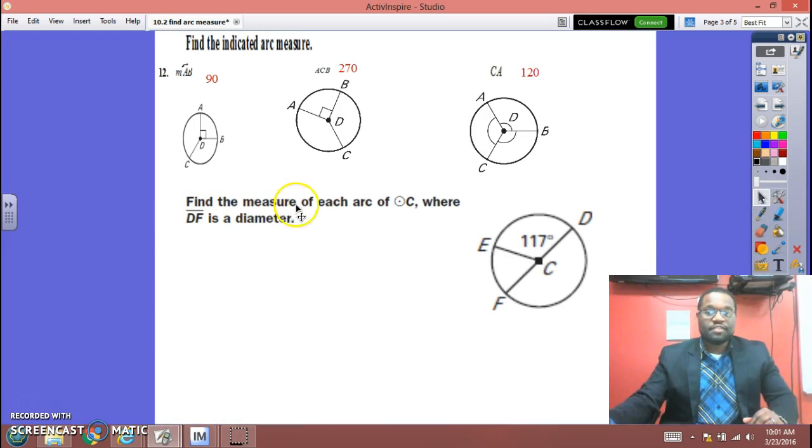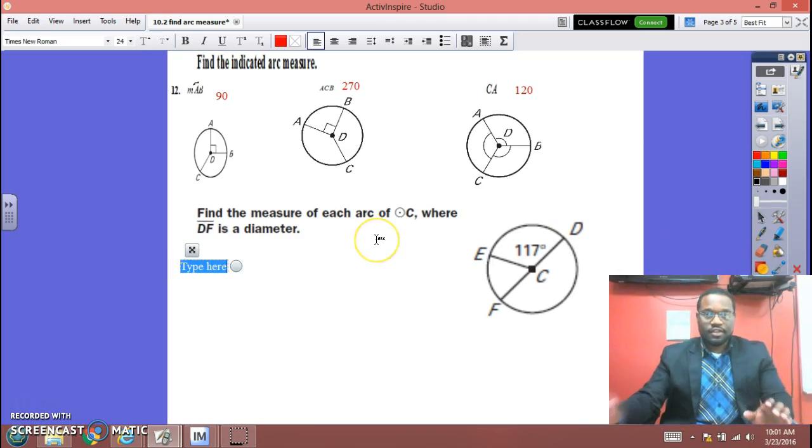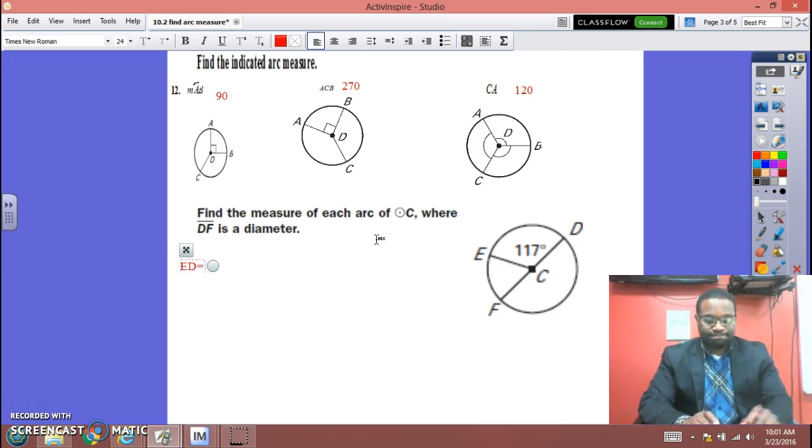All right. Find the measure of each arc where DF is the diameter. Okay, so they give you problems like this, and you got to pay attention to the diameter and stuff because they're helping you out. But they want to know the measure of each arc. All right, so let's do this. Arc ED. I don't have the arc symbol, so arc ED would equal what? Hopefully you notice that it'll be 117. Arc ED would be 117.